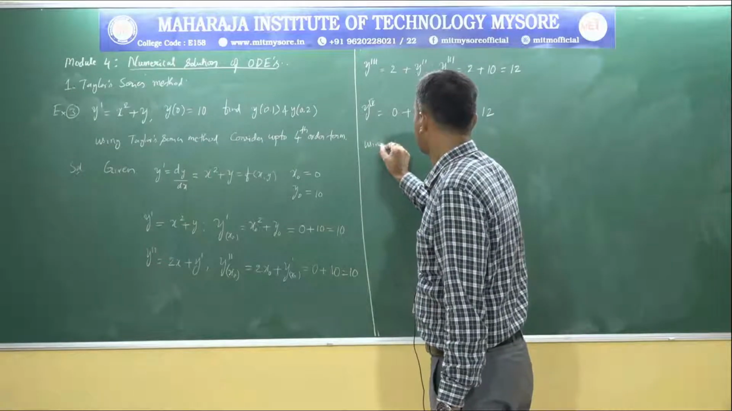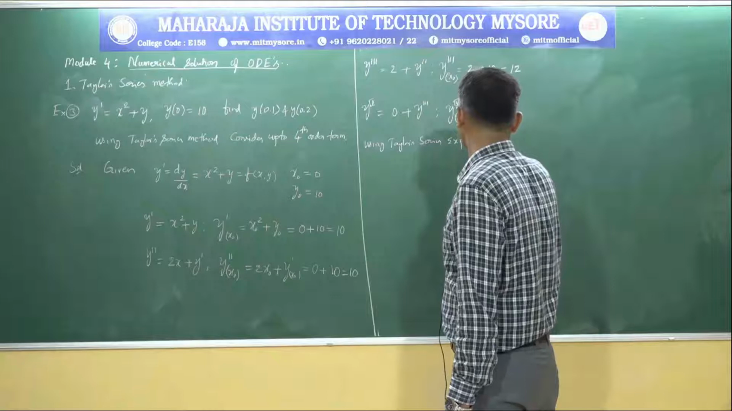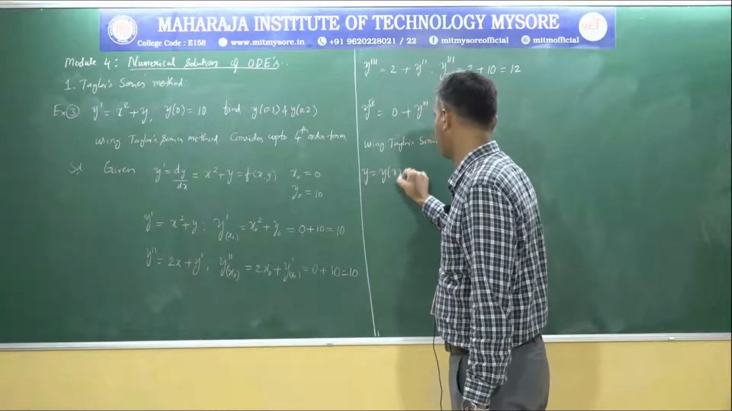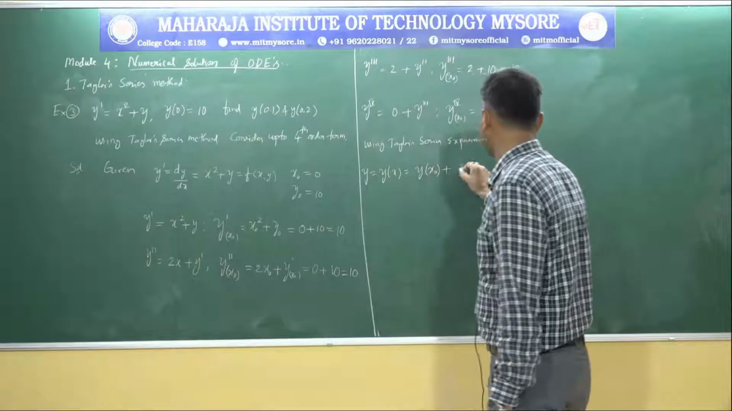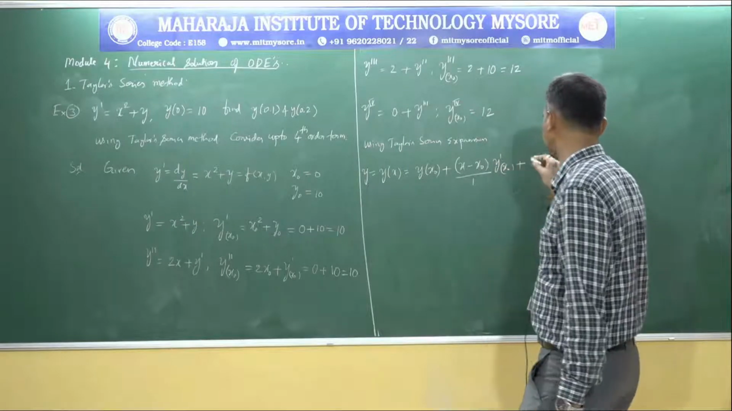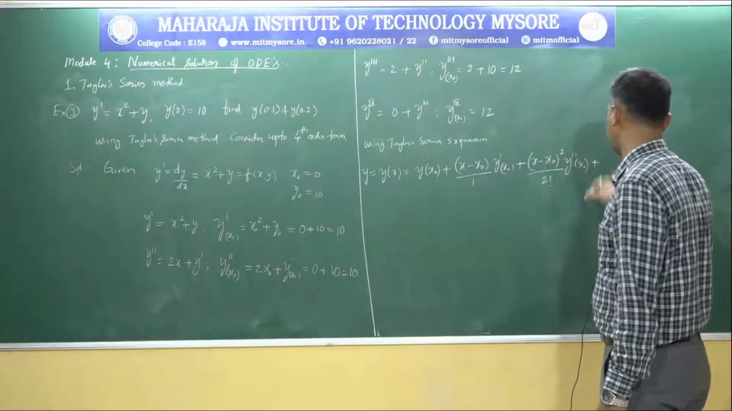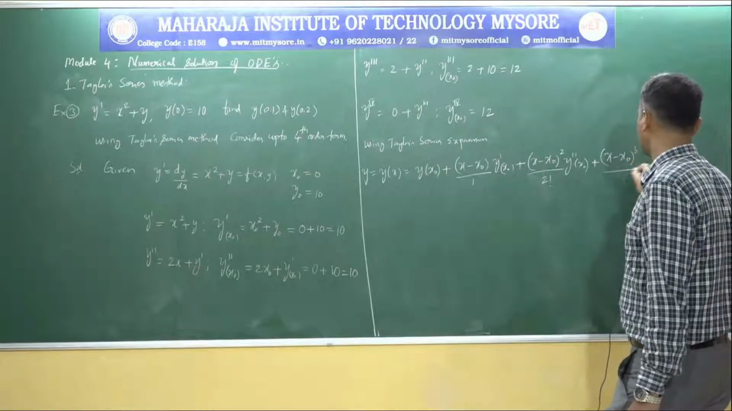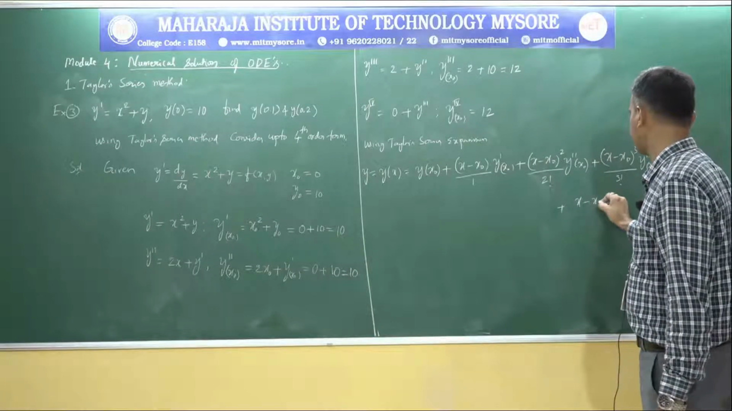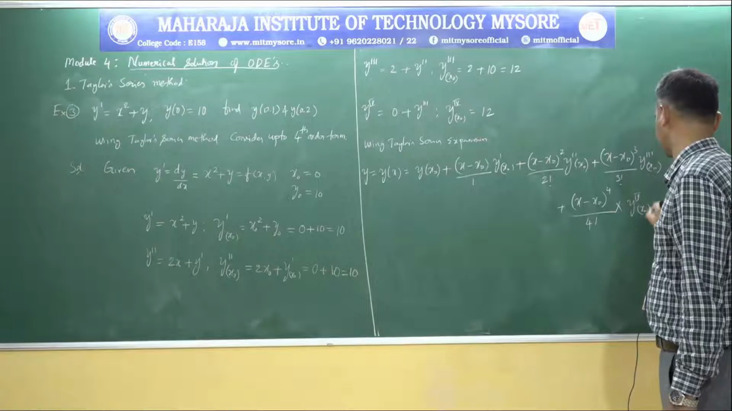Using Taylor series expansion, y is equal to y of x naught plus x minus x naught, denominator 1 factorial, into y dash of x naught, plus x minus x naught whole square, denominator 2 factorial, y double dash of x naught, plus x minus x naught whole cube by 3 factorial, y triple dash of x naught, plus x minus x naught whole power 4, denominator 4 factorial, into y fourth of x naught.